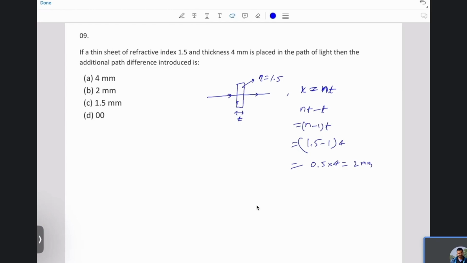So this is the additional path length that will be introduced by this thin sheet. So instead of 4 mm, the light will have to travel 6 mm.